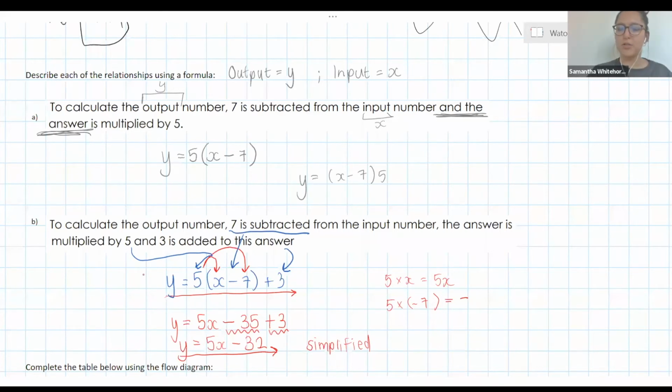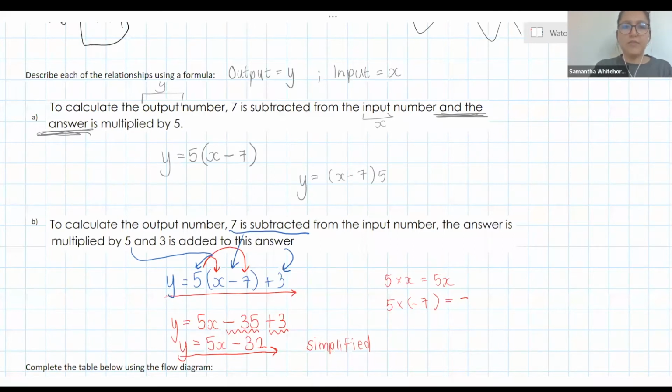Both of them are absolutely fine. The first one is the one we generally write. We generally try and put the number in front of the bracket, but both say exactly the same thing. So either one is absolutely fine. Okay. All right. Cool. Well done.